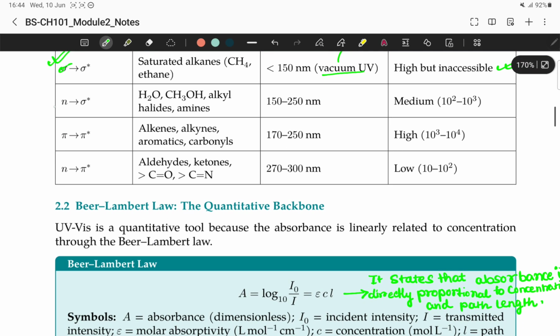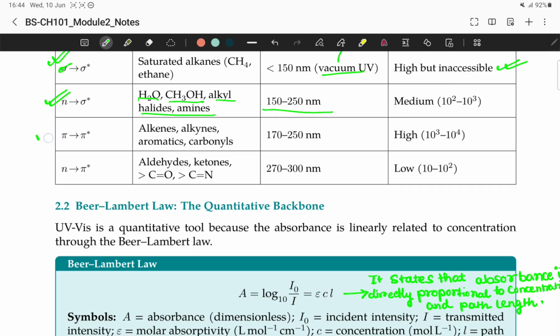After this we have n to sigma star. So what is n to sigma star? That is the heteroatom transition, seen in saturated compounds with lone pairs, like water, CH3OH, alkyl halides, and amines. It takes higher energy and absorbs between 150 and 250 nanometers.